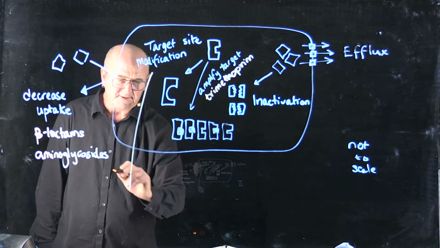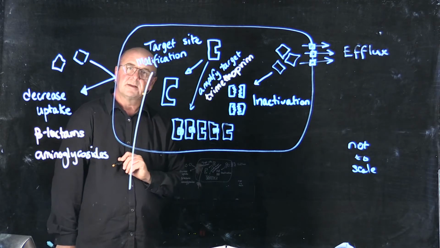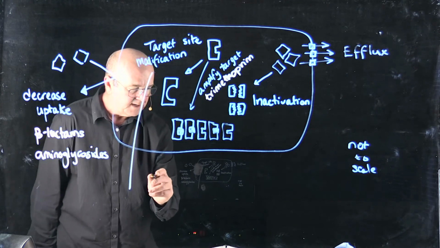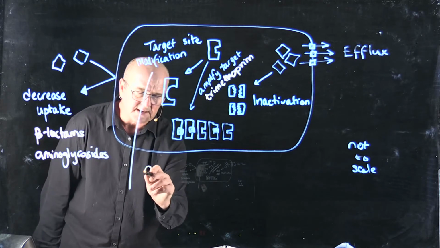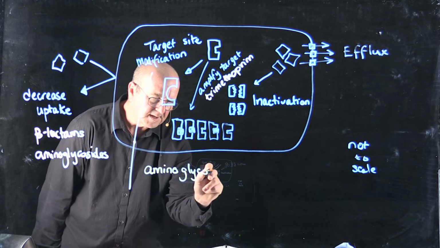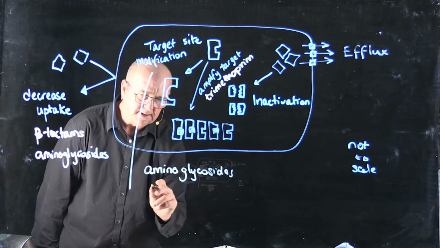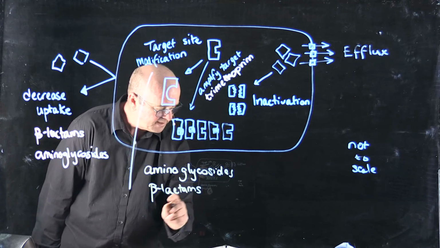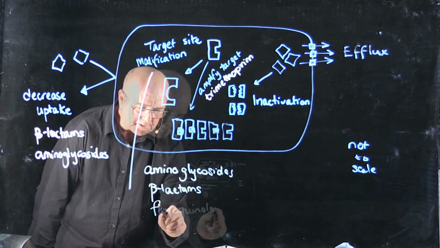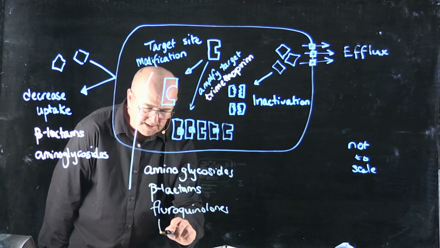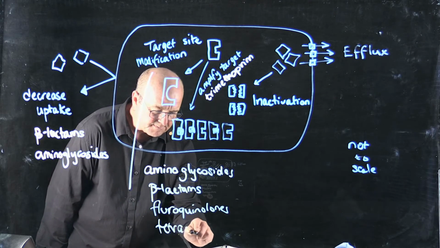Pretty much everything can gain resistance by modifying the target site, including our friends aminoglycosides, including beta-lactams, including fluoroquinolones, including tetracyclines.